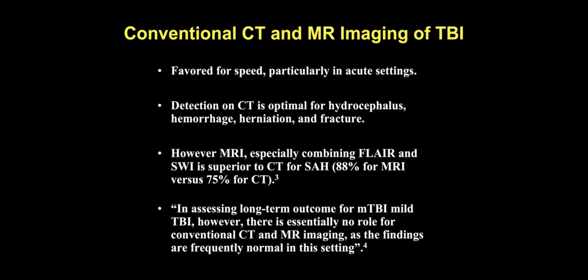And so again, what's written here is in assessing long-term outcome for mild TBI, there's essentially no role for conventional CT and MR findings, as the findings are frequently normal in this setting. So again, what does that mean?